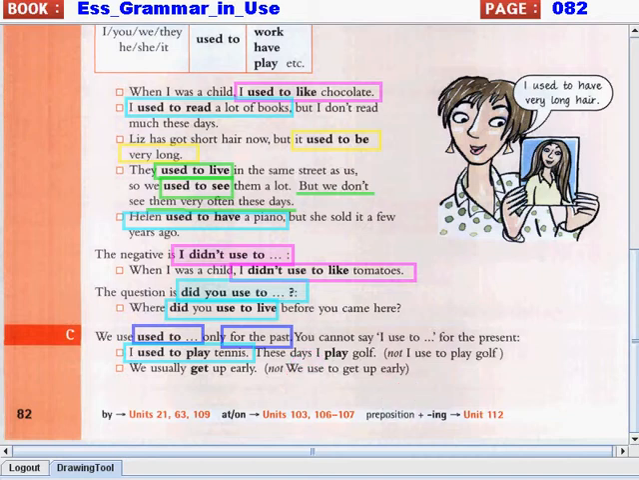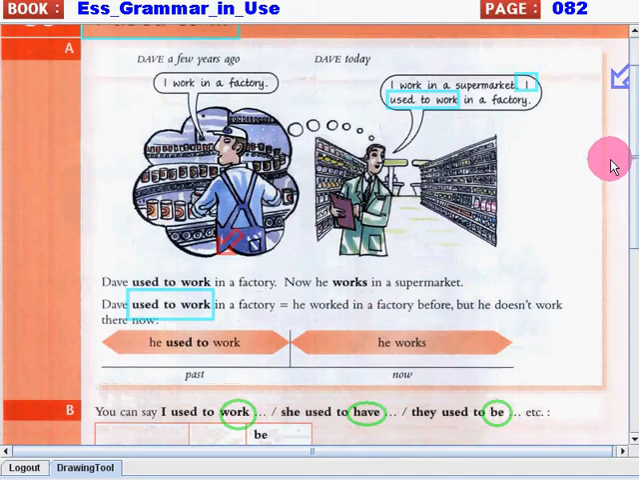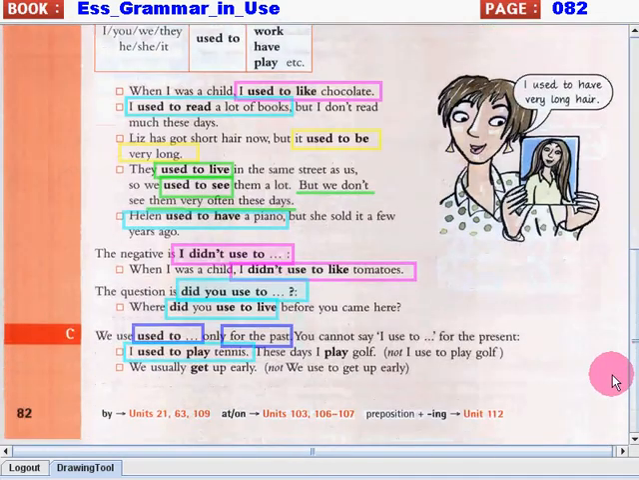So now I think this is the end of our lesson. I want you to review everything that we discussed on this page about the phrase "I used to." Remember all the important information.